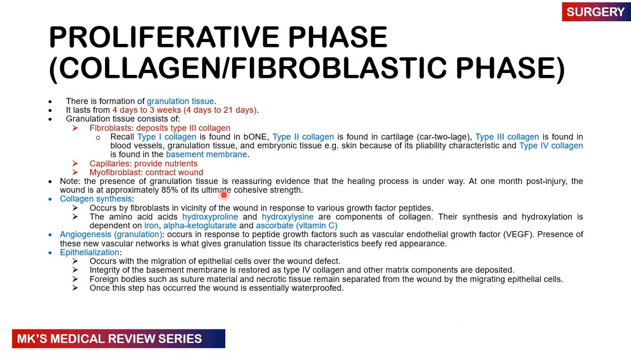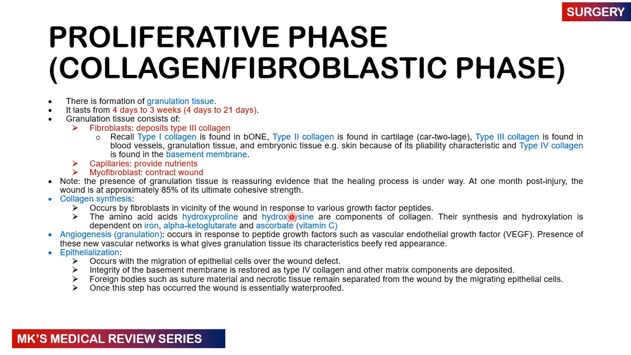Remember that collagen synthesis is occurring in the fibroblast and is pretty much going to be in the presence of certain things. So the amino acids, hydroxyproline as well as hydroxylysine, are actually very important components of collagen. And their synthesis and hydroxylation is going to be dependent on certain things. It's going to be dependent on iron. It's going to be dependent on alpha ketoglutarate. It's going to be dependent on ascorbic acid, which is vitamin C, which is why when you see patients on the surgical ward that have wounds, we often give them vitamin C, because vitamin C is a very important thing in collagen synthesis.